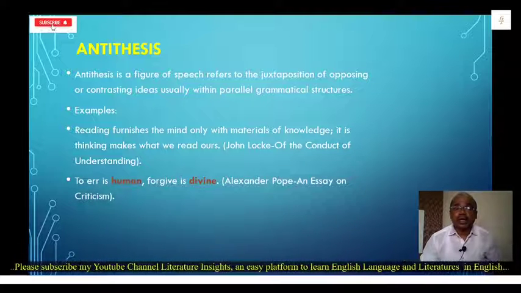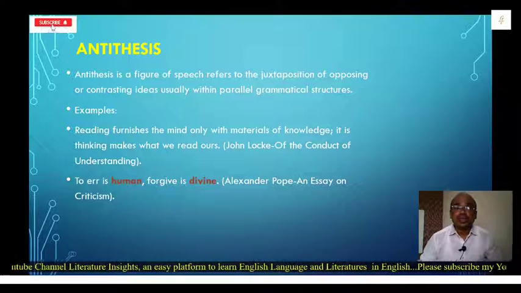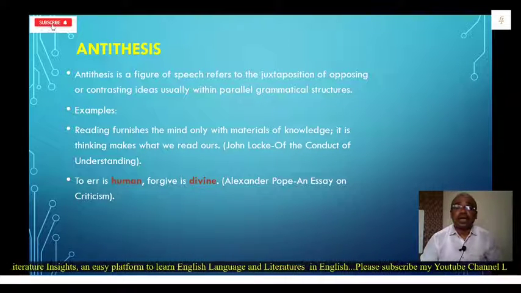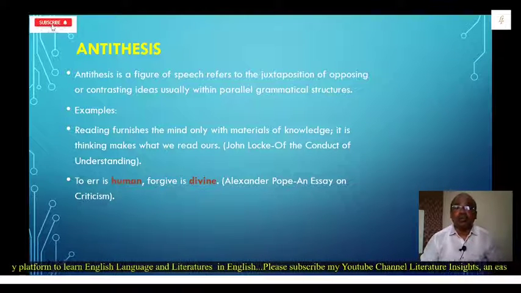Then, "To err is human, forgive is divine." This line is taken from Alexander Pope's An Essay on Criticism. In this sentence we can find the same parallel grammatical structure exposing the contrasting or opposing ideas with the words human and divine.